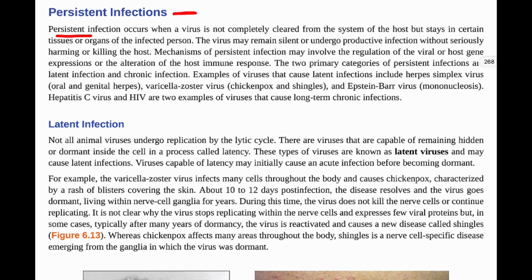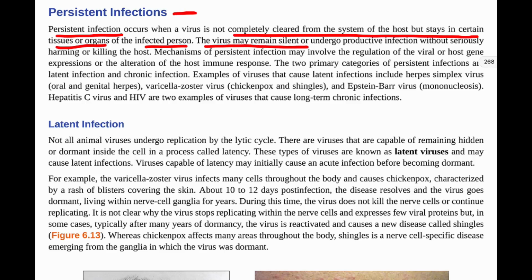So a persistent infection occurs when a virus is not completely cleared from the system of the host, but stays in certain tissues or organs of the infected person. So this wouldn't be a situation like we see with the bacteriophage, for example, like the lytic cycle, where it gets in, makes copies of itself, and bursts out of the cell, and then goes on its way. This is where we have a persistent infection. So over time, our body doesn't go in and clear our system of this virus. Instead, it stays in certain tissues or organs for a very long time.